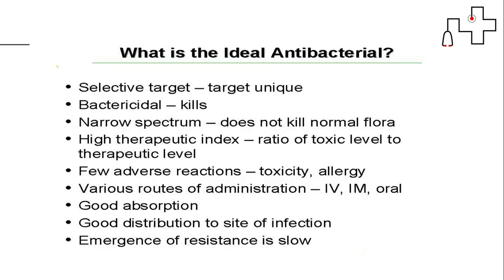So what is the ideal antibacterial? It should have a selective target, a unique target. Narrow spectrum is the ideal. It should be bactericidal; it should kill the bacteria. Narrow spectrum of activity does not kill normal flora, so it should not harm the normal flora of the human being. High therapeutic index, the ratio of toxic level to therapeutic level. So again, selective toxicity is the objective.